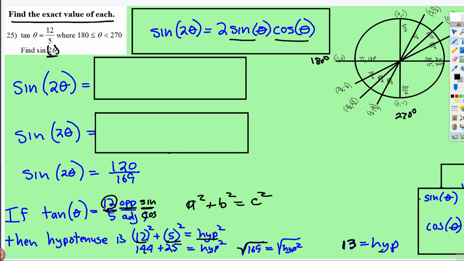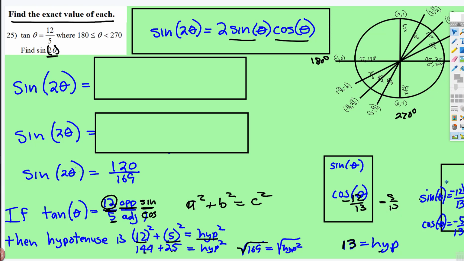Well, here's your opposite, and we know it's in the third quadrant, so sine is going to be negative 12/13. Cosine, here's the cosine value, and we're in the third quadrant, so it'll be negative 5/13. So let's look to see. I'm going to go ahead and get rid of some of this stuff just to get it out of the way.